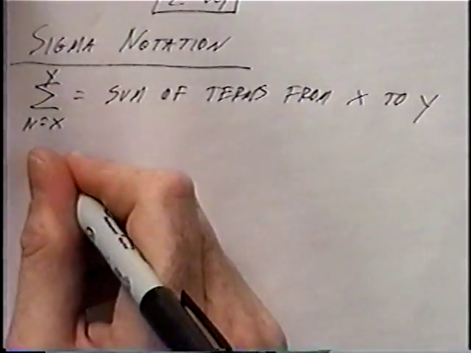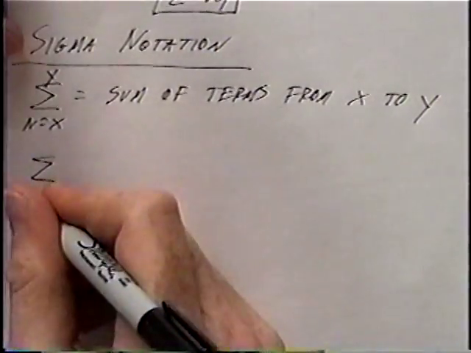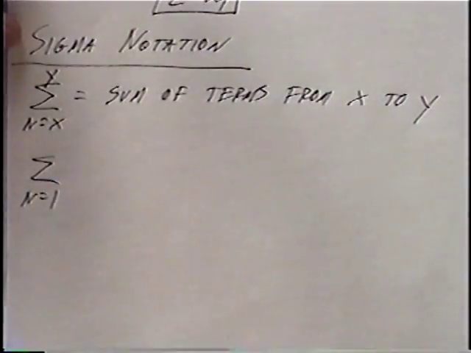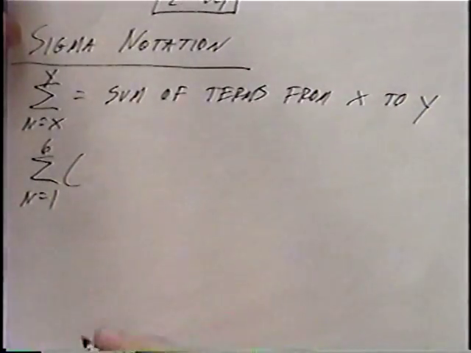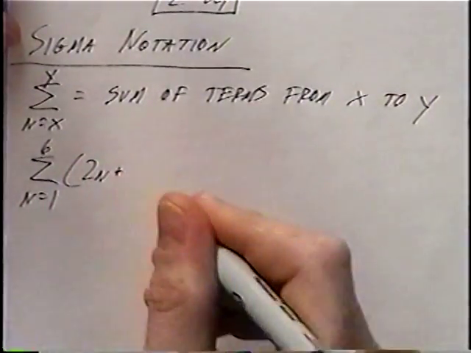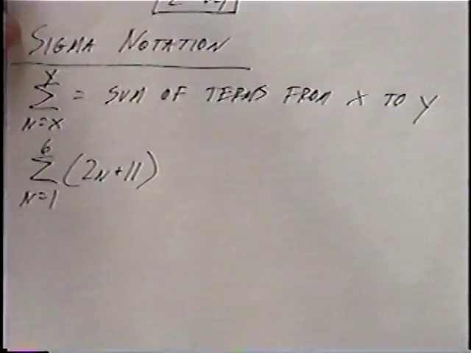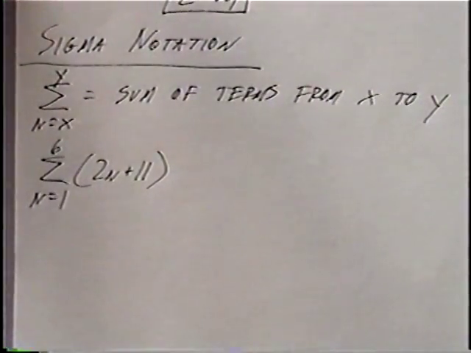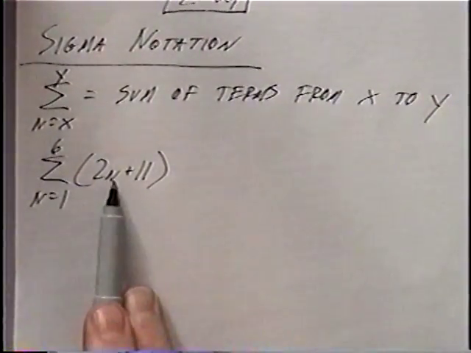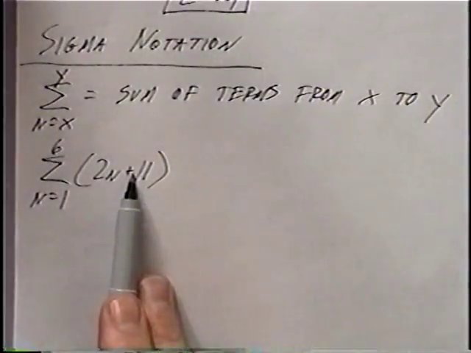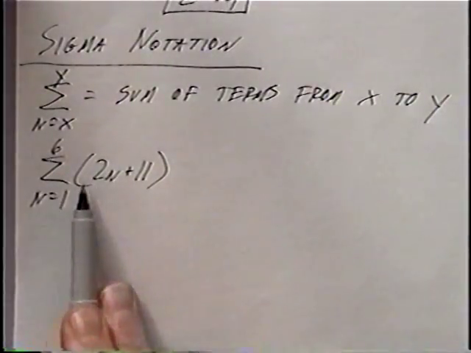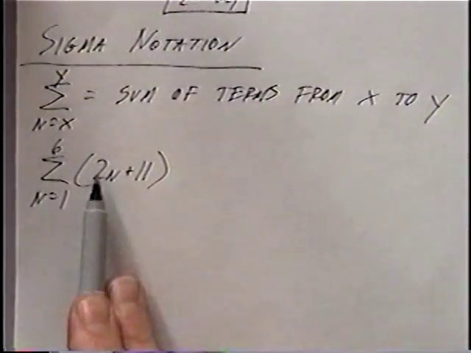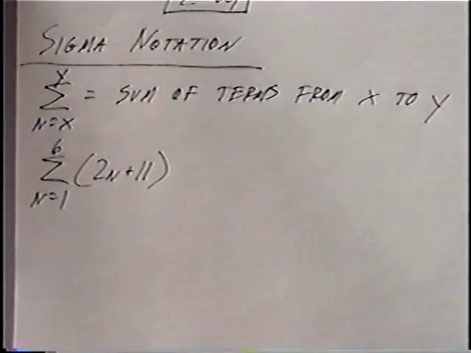First question, we'll have sigma. N is equal to 1. The top number is 6, so we'll be summing the numbers from 1 to 6. After the sigma, we'll have an equation, which is 2n plus 11. What we'll do for this question is we'll start at n equals 1, we'll plug it into the equation and get a number. Then we'll go up to number 2 for n equals 2. Plug the 2 in, get a number. Continue for 3, 4, 5, and all the way up to 6. Add those numbers for the answer.